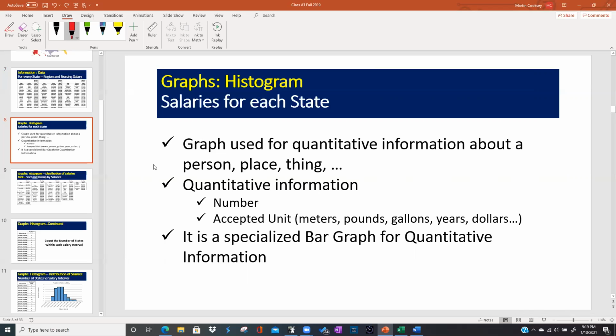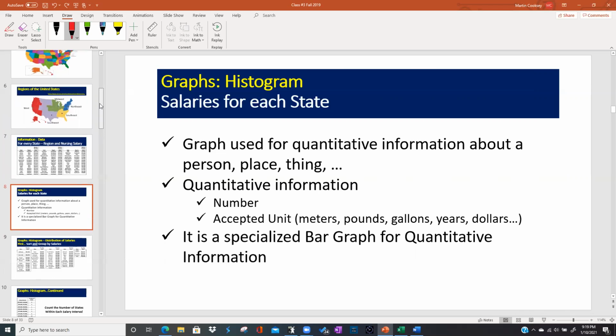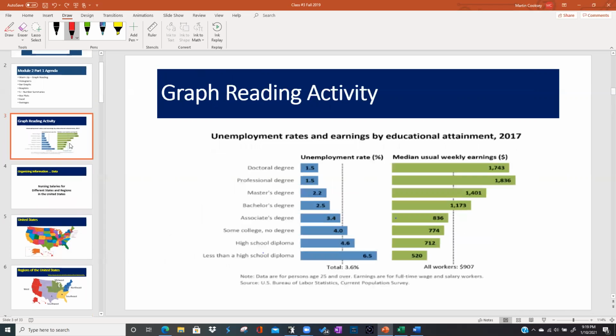Now, we saw bar graphs in the graph reading activity because those were bars that we were taking a look at. And in a bar graph, the size of the bar is proportional. So if we take a look at this bar over here for the high school diploma, the length of this bar is about half the length of this bar for 1,401. So the lengths are proportional to how big the value is. And these are bars for each of these particular categories.